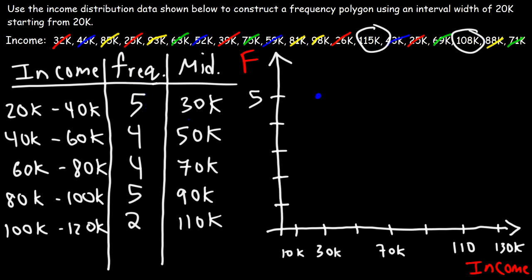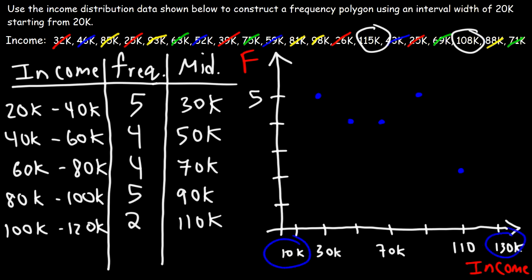And then at a midpoint of 50K, the frequency is 4. And then at 70K, it's also 4 as well. And then at 90K, it's back up to 5. Now at 110K, it's down to 2. So now we need to use these two values that we've introduced.